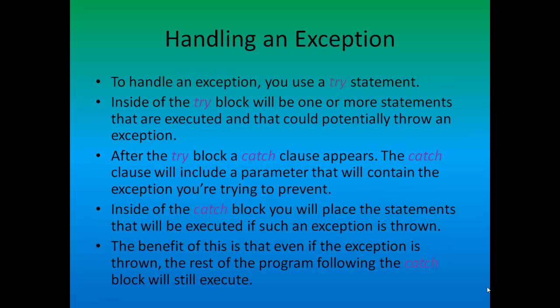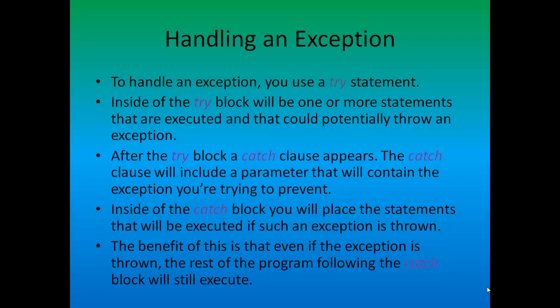To handle an exception, use a try statement followed by a try block. Inside of the try block will be one or more statements that are executed and that could potentially throw an exception. After the try block, a catch clause appears. The catch clause will include a parameter that will contain the exception you're trying to prevent. Inside of the catch block, you will place the statements that will be executed if such an exception is thrown.